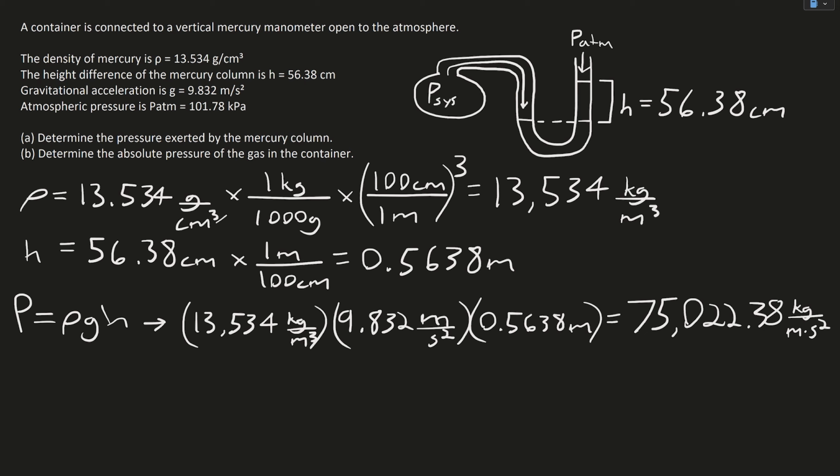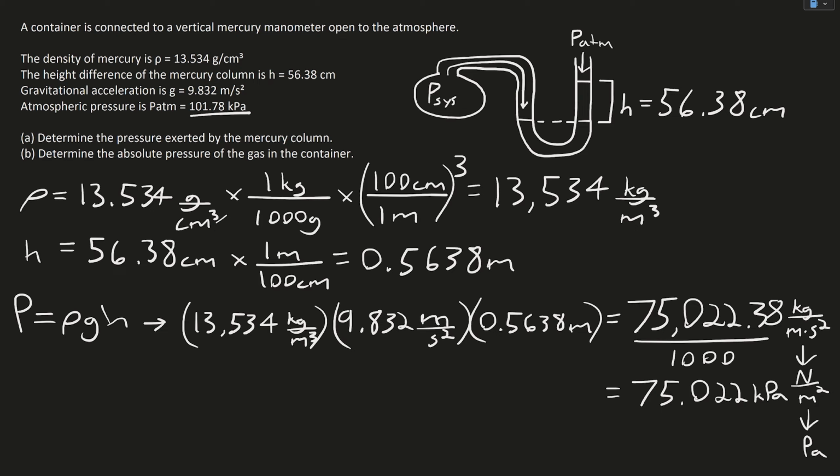Now, kilograms per meter second squared is equivalent to newtons per meter squared, which is equivalent to pascals, which is important because our atmospheric pressure was given in kilopascals. So to convert this to kilopascals, we just need to divide this number by 1,000, giving us our pressure of 75.022 kilopascals.